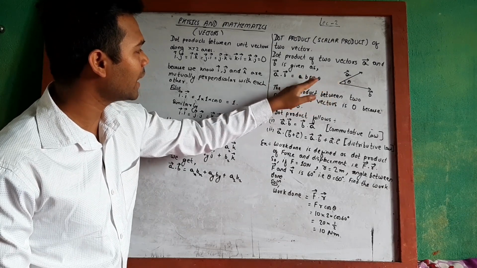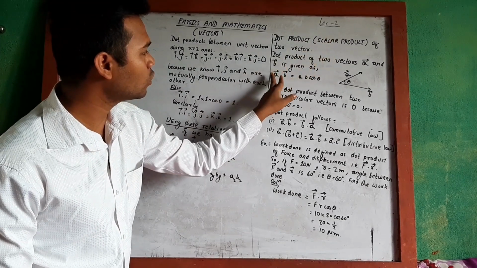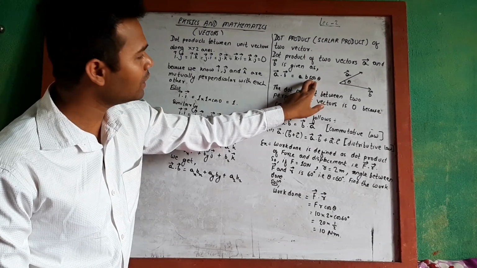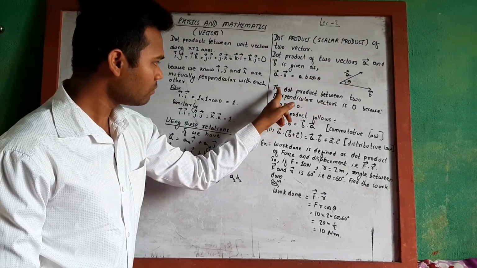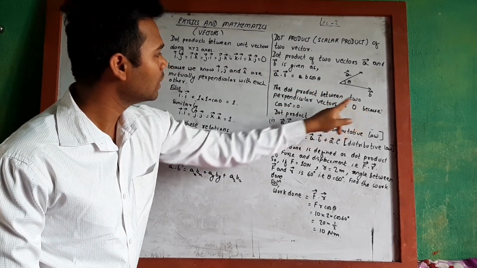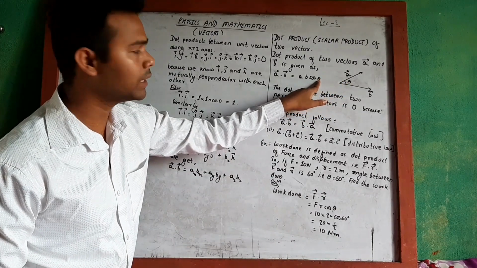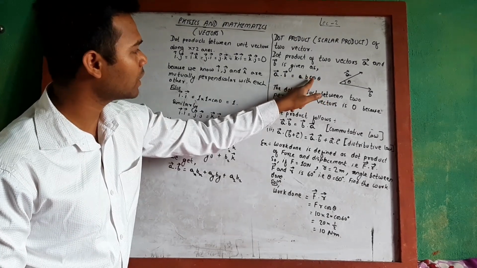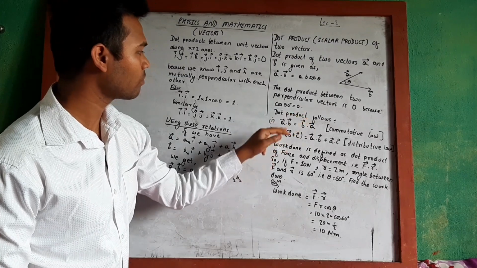Thus, as the name of this product suggests, the dot product of two vectors gives a scalar quantity. That means only the magnitude. It will not have a direction. The dot product between two perpendicular vectors is 0. If there are two perpendicular vectors, then theta will obviously be 90 degrees, and the dot product will be 0 because cos 90 degrees is equal to 0.